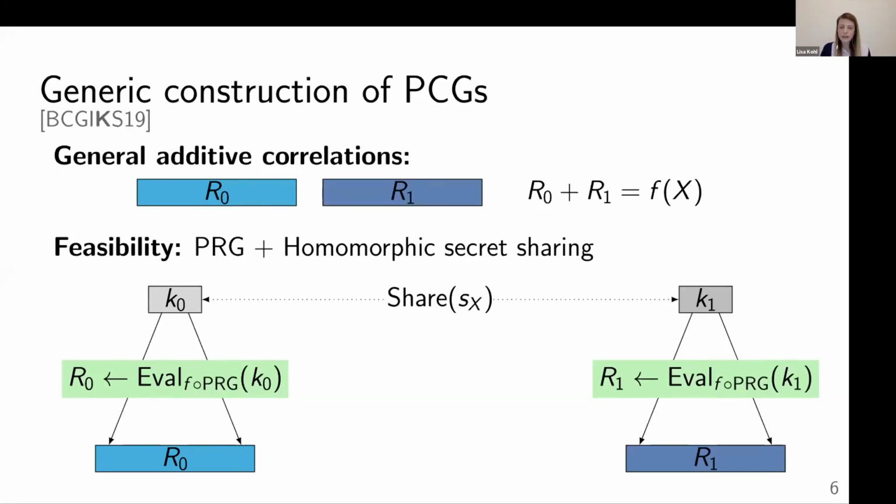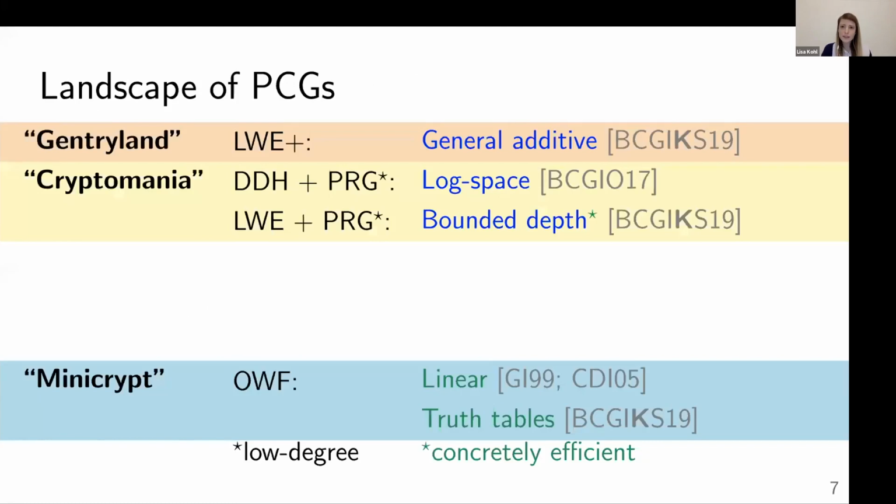And because the seed will be much shorter than x, and in homomorphic secret sharing we have succinctness of the shares, this will actually give us something interesting, something that is compressing. So this gives us already a feasibility, and this is also what makes this landscape, at least the orange and the yellow part.